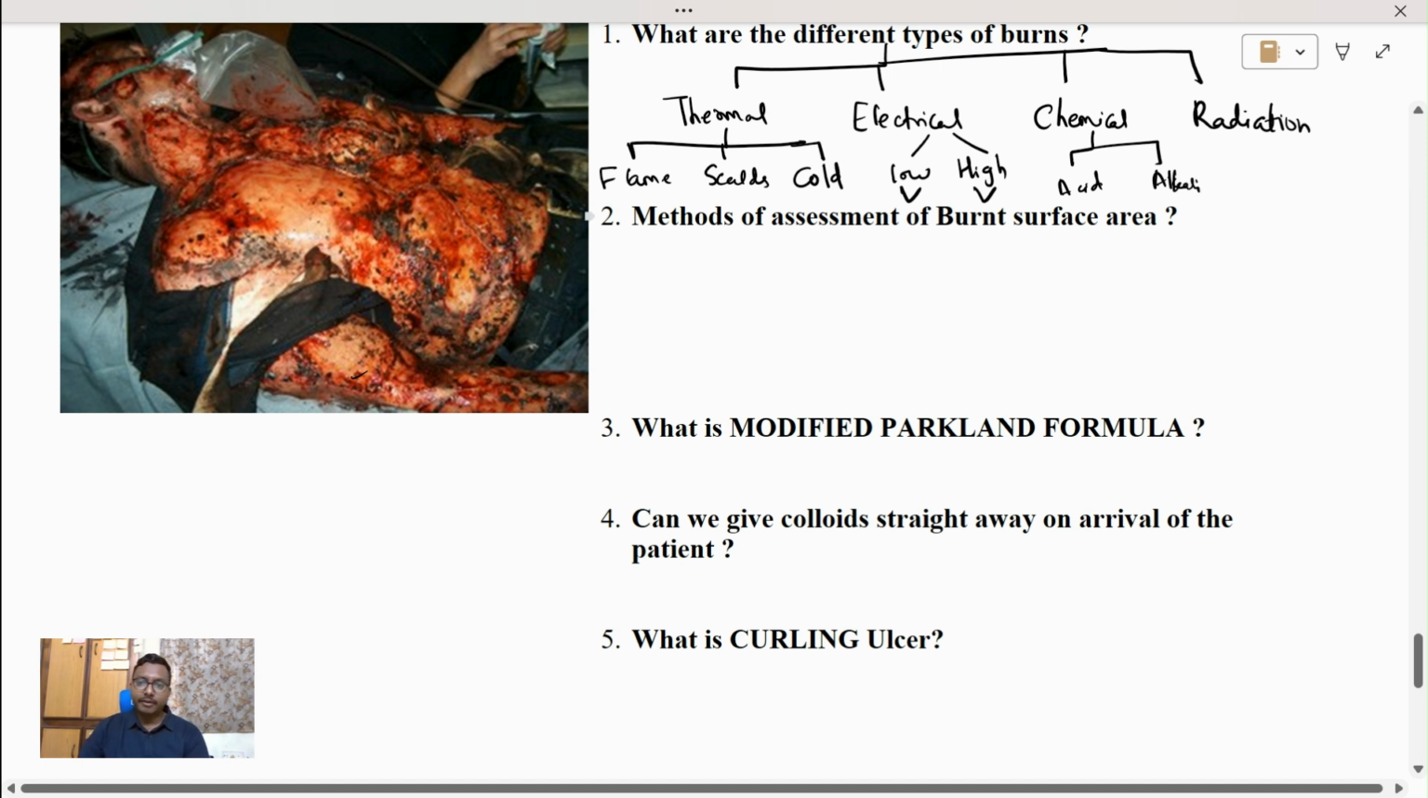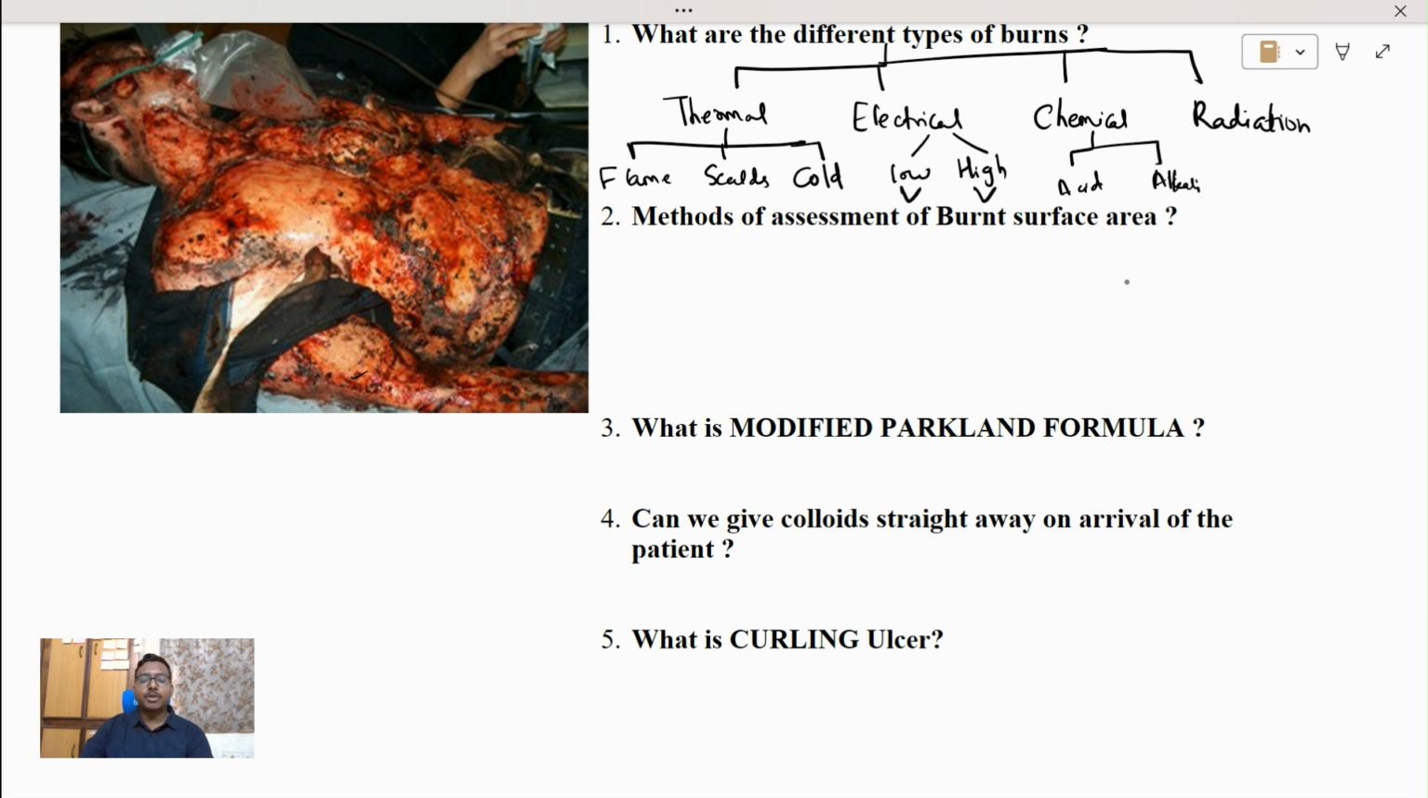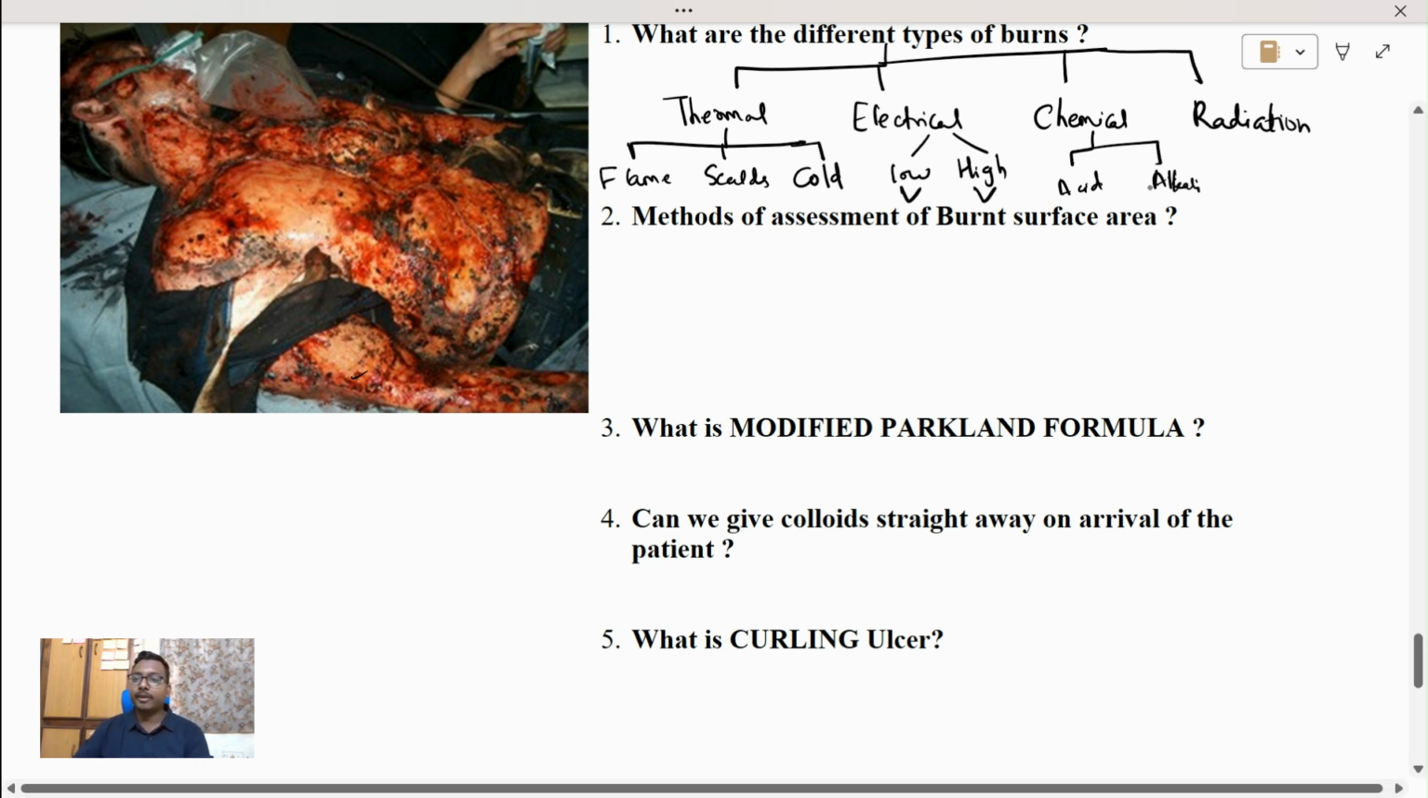Right? So these are the different types of burns depending upon the mechanism that is involved. Next, what are the different methods of assessment of burnt area? Let's imagine this scenario: you are in the casualty, and the patient arrives with thermal burns. There are different methods by which we need to assess the total burn surface area. It's called TBSA, nothing but total burn surface area. So what are the different methods to assess that?